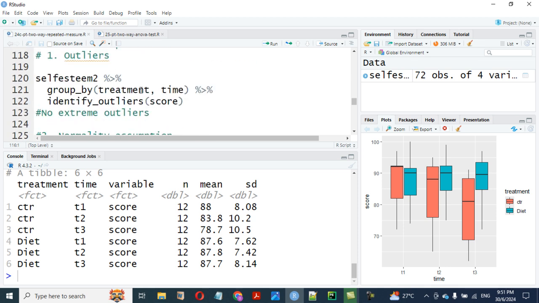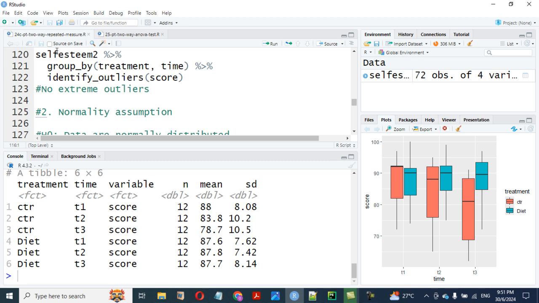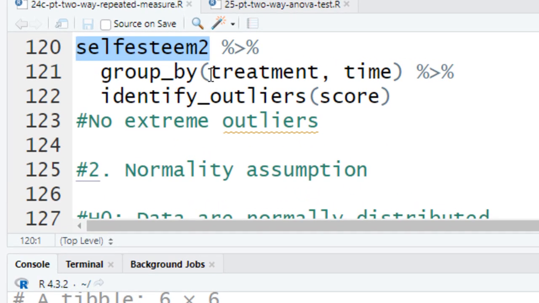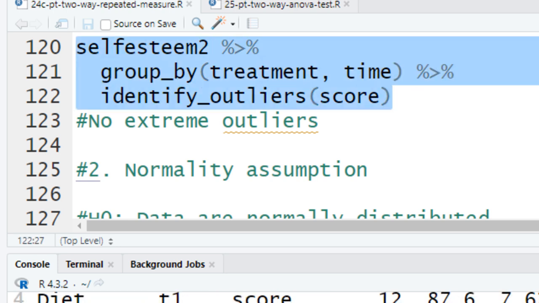So let's check the assumptions now. All right, we pass our self-esteem data as usual. So this time around we have two groups now, group by treatment and time. Okay, before it was just time because we had only one group. Now we have two groups. We want to look at the outliers. So let's check. So there are no outliers. Even from this table, from this plot, no outlier at all here. Can you see that? So the same thing applies here. No outlier at all. Not even extreme. So that passed already.